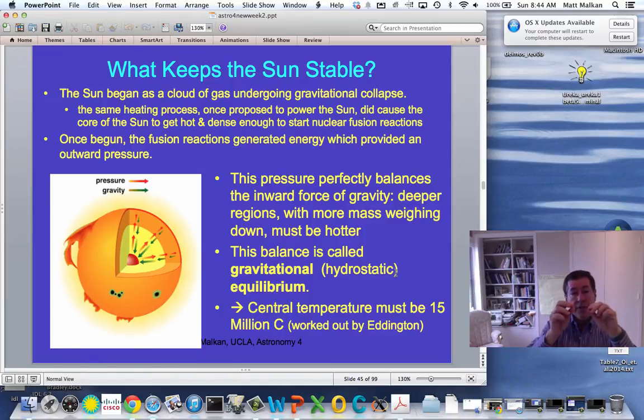You have lots of little gas atoms. They're mostly hydrogen, some helium, and they're moving around and bouncing into each other, boom, boom, boom, all the time. You can think of them as little marbles that are bouncing and ricocheting off each other many, many, many times a second.